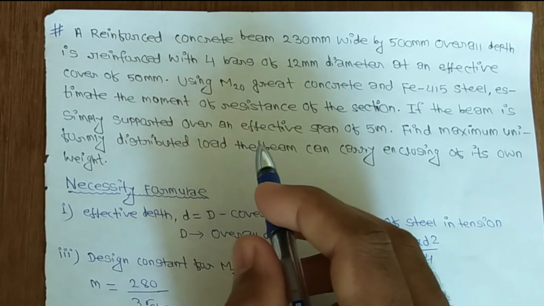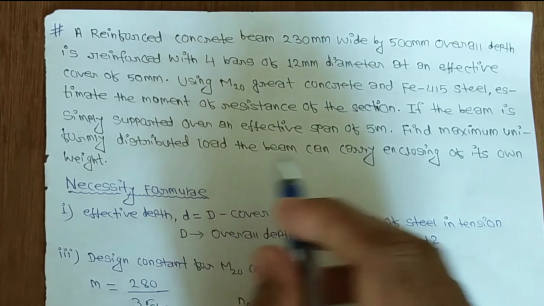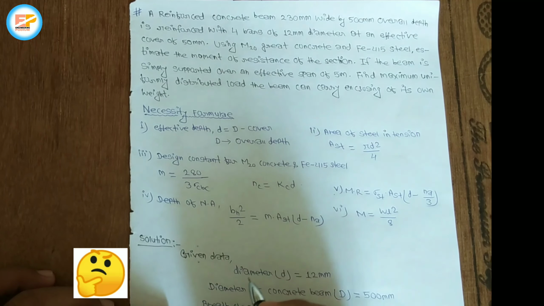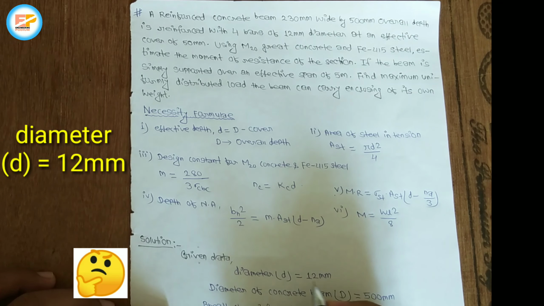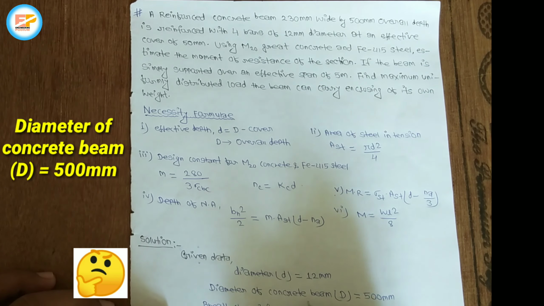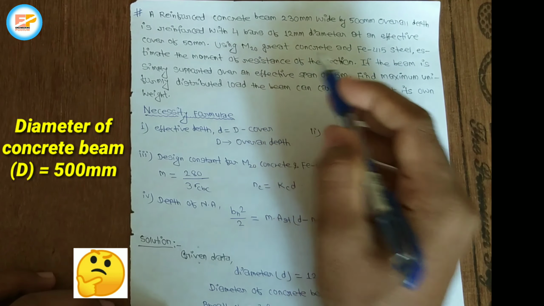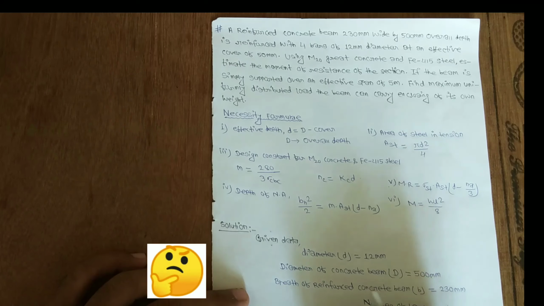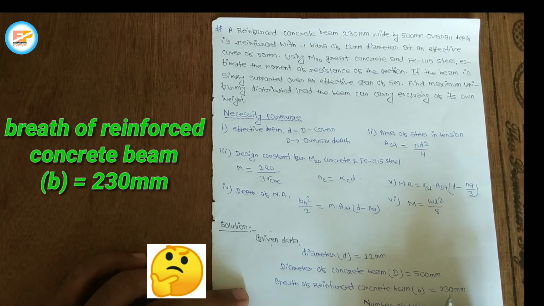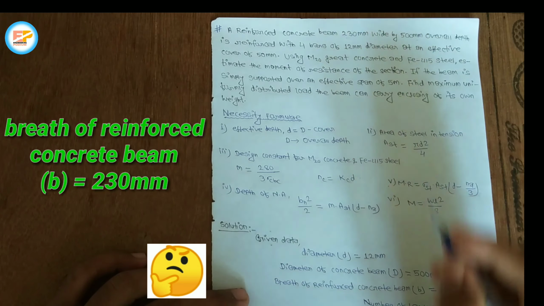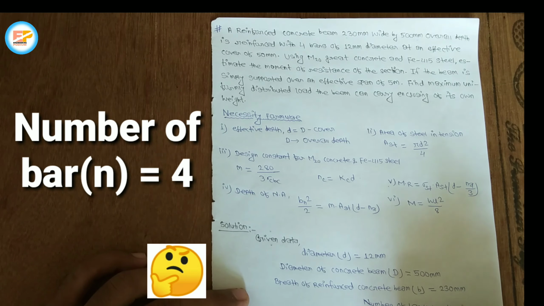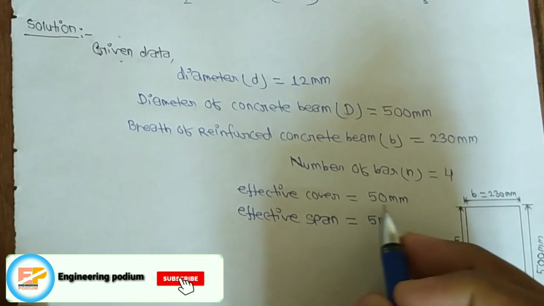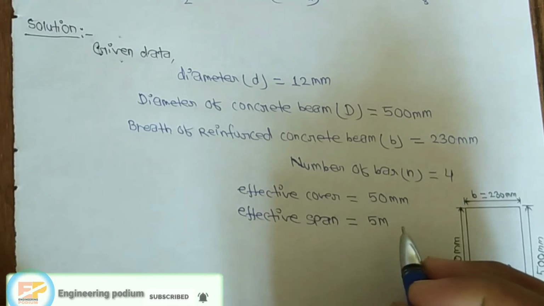Before solving this problem, we need some formulas to calculate. These are the necessary formulas we have to memorize. The given data: diameter d is equal to 12 mm, and the overall depth of the concrete beam, capital D, is 500 mm. The breadth of the reinforced concrete beam, small b, is 230 mm, and the number of bars n is equal to 4. The effective cover is 50 mm and the effective span is 5 meters.